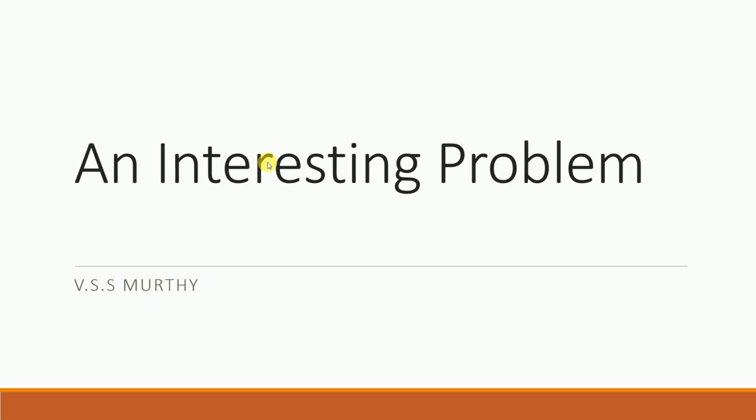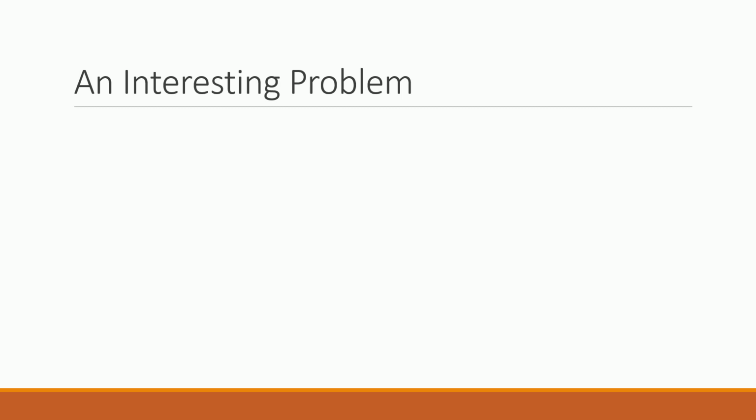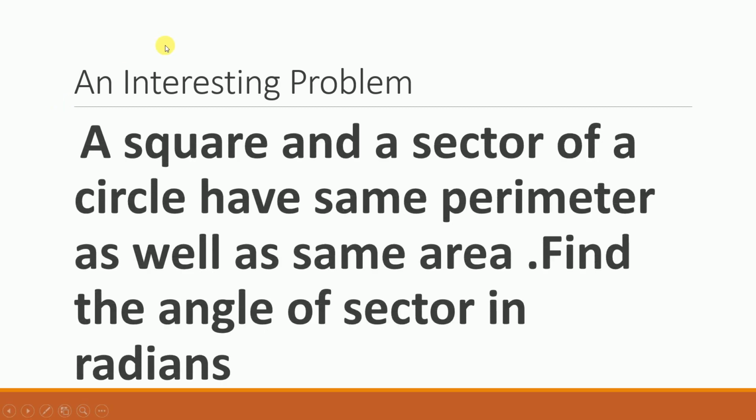Hi, let me come with an interesting problem which is related to circle sector, that is sector of a circle. A sector of a circle and a square have same perimeter as well as same area. Could you imagine what should be the angle of sector in such case? That is, you express the angle of sector in radians.